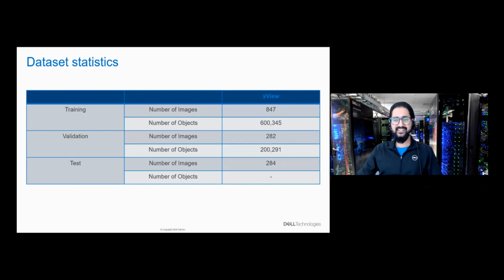The dataset consists of around 1,400 images, which are divided into training, validation, and test sets. Roughly 60% of the data is used for training, and 20% each for validation and test sets. Over 600,000 objects are present in the training set and 200,000 objects are present in the validation set.